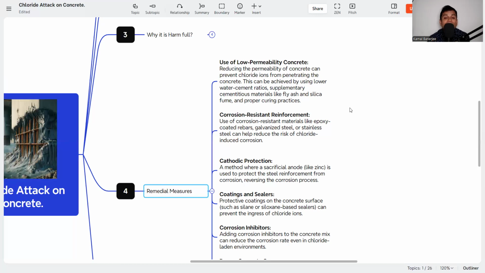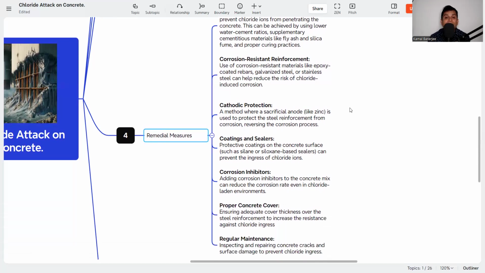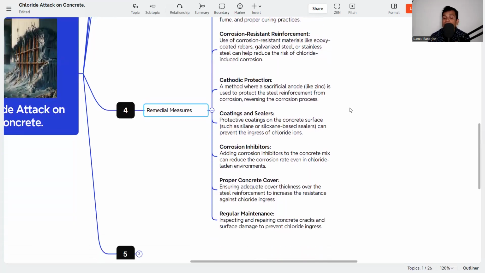So corrosion-resistant reinforcement is also one way to reduce the chloride attack. Then cathodic protection is a very innovative and widely used method, where a sacrificial anode like zinc is used to protect the steel from corrosion, reversing the corrosion process. Here it is protecting our concrete from the corrosion of the steel.